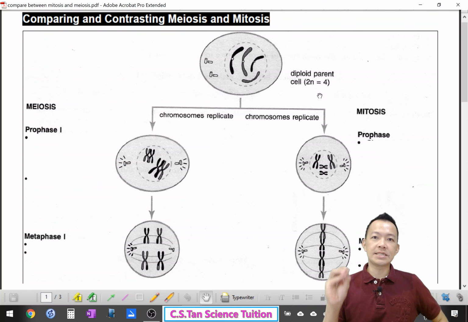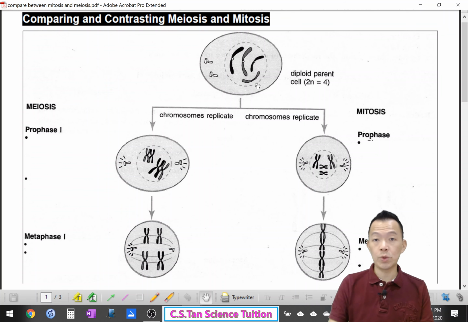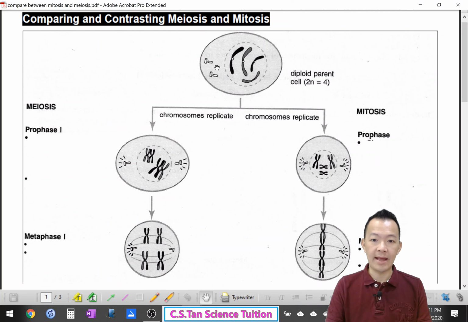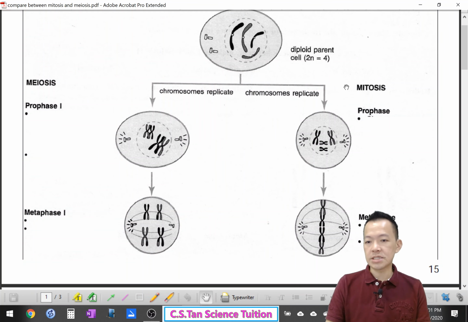Okay, so we have the original cell called the diploid parent cell. The original cell is diploid, 1, 2, 3, 4. That means 4 chromosomes, 2 pairs, meaning 2n. So this is a diploid cell, 2n with 4 chromosomes, two pairs. Okay, so are meiosis and mitosis any different? We look at the diagram first.